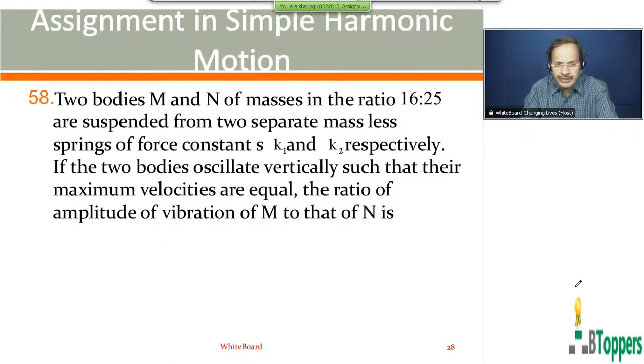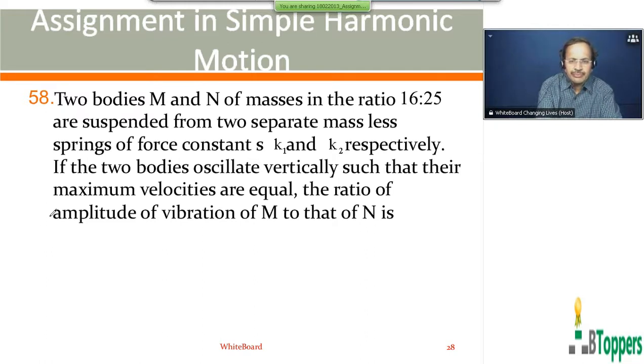See the next question, 58. Two bodies M and N, with masses in the ratio 16:25, are suspended from two separate massless springs of force constants K1 and K2 respectively. The two bodies oscillate vertically such that their maximum velocities are equal. The ratio of the amplitude of vibration of M to that of N is?